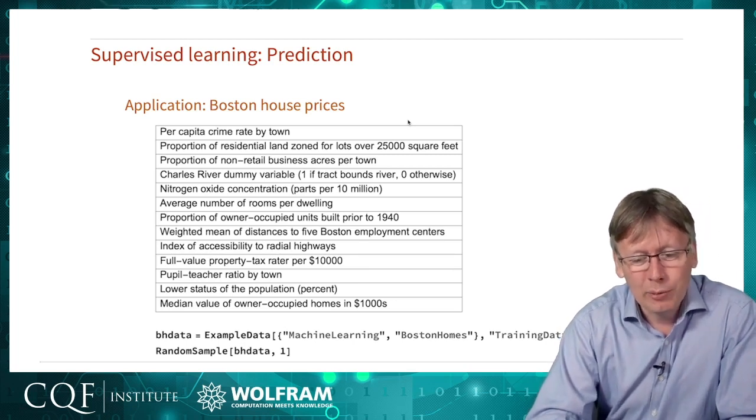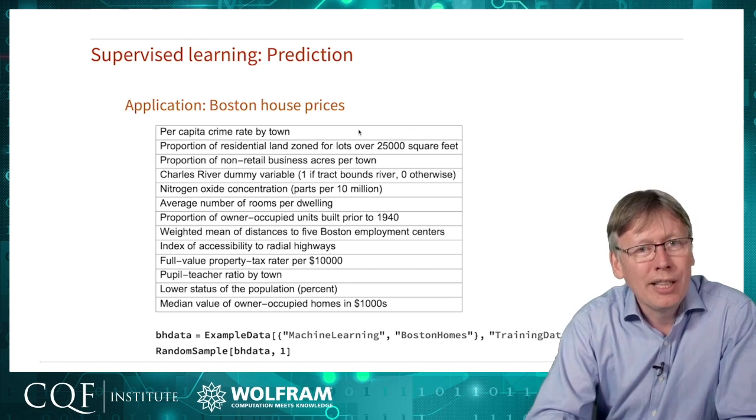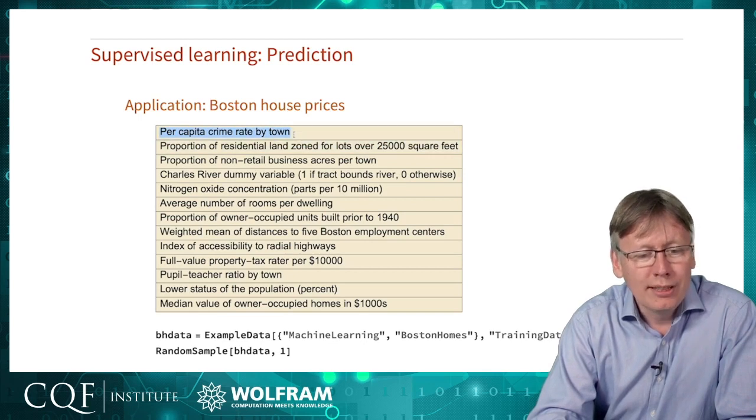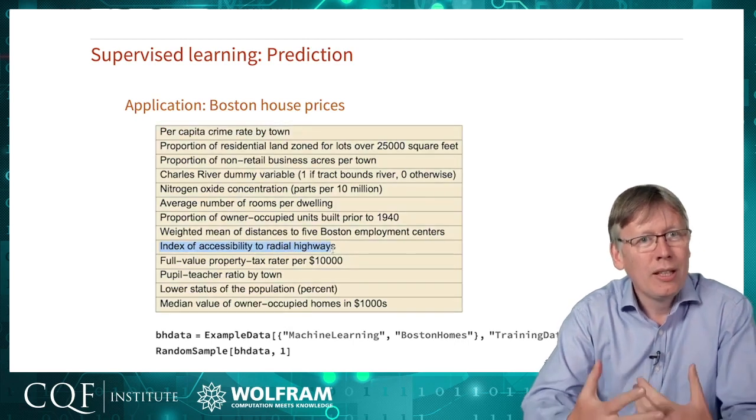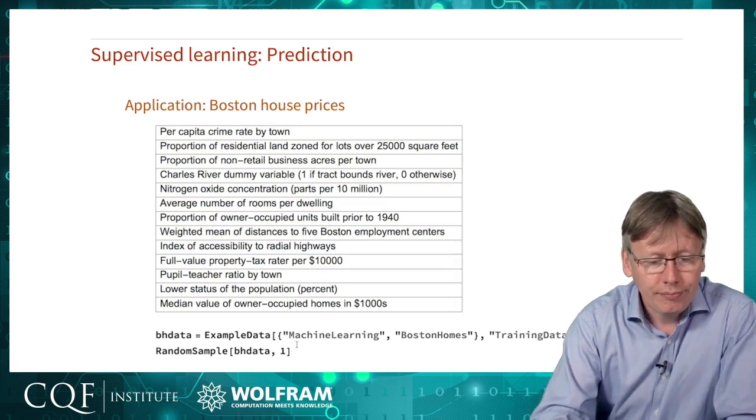But this is a data set that was collected some years ago that had a dozen or so input values that might have predictive value for how much a house is worth. So there is the crime rates in the area, or things like how accessible the roads are. A whole bunch of things to do with the part of town that you're in that might affect house prices.